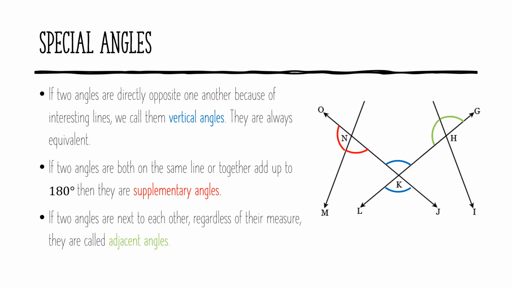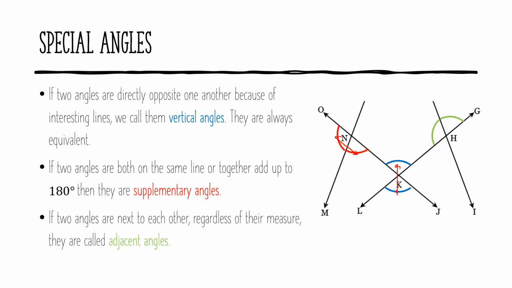Now, if two angles are directly opposite of one another, because of two intersecting lines, we call those vertical angles. Those marked by these blue lines here. They are always equivalent. If two angles are both on the same line, or together add up to 180 degrees, not necessarily on the same line, but adding up to 180 degrees, then we call them supplementary angles.